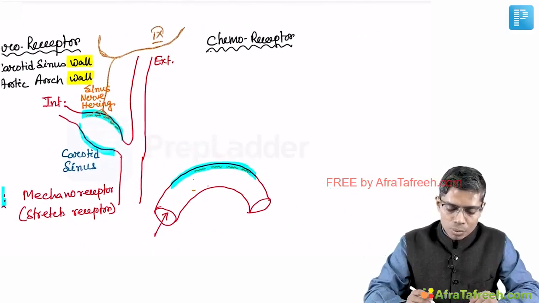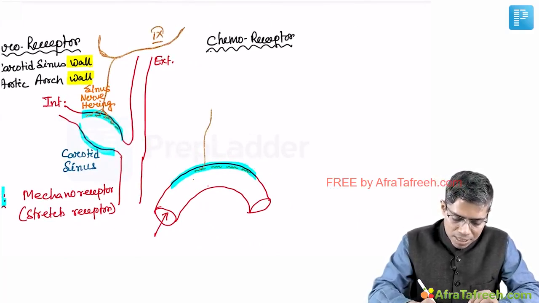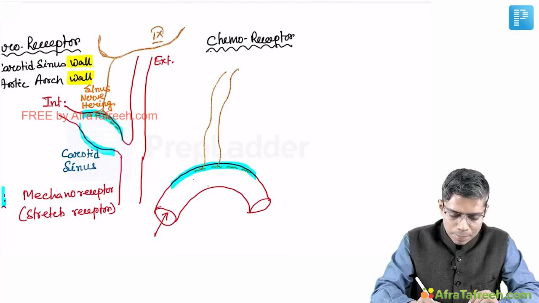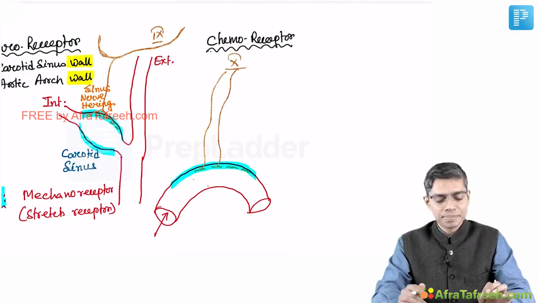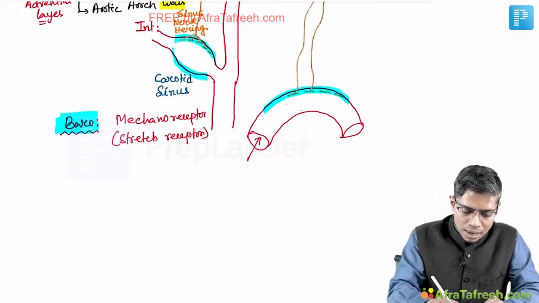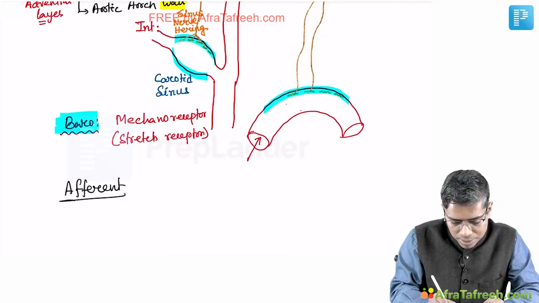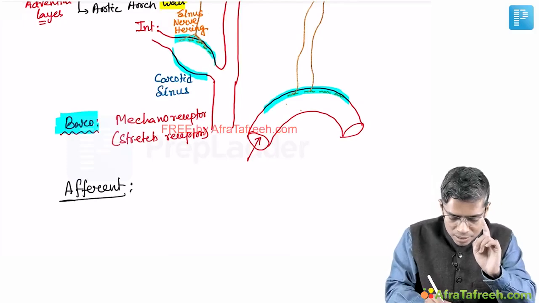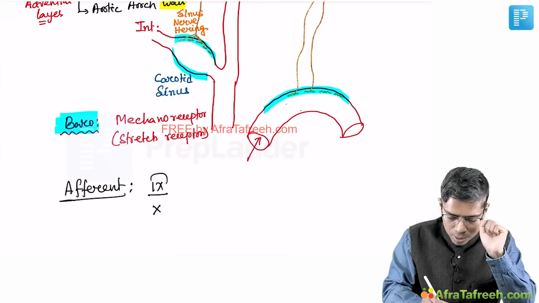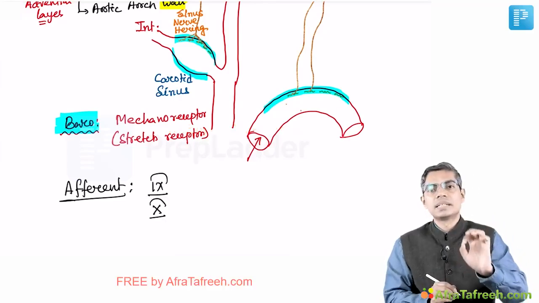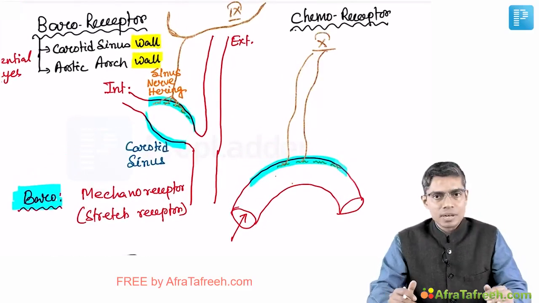Now if I ask you, what about the aortic arch? Aortic arch baroreceptor, which nerve will supply? Obviously, the aortic region baroreceptor will be supplied by nothing but the 10th cranial nerve, the vagus nerve, right? So now I can understand that for the carotid sinus baroreceptor, the afferent is the 9th cranial nerve, and for the aortic arch baroreceptor, the afferent is the 10th cranial nerve, right? So this is the location of the baroreceptors.